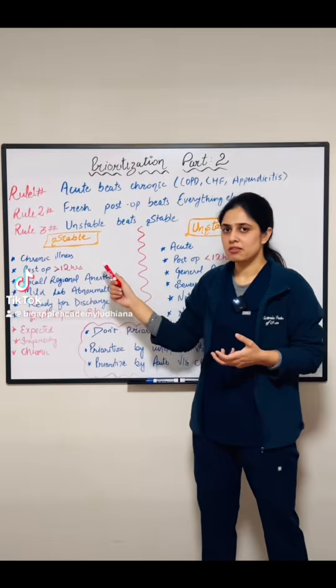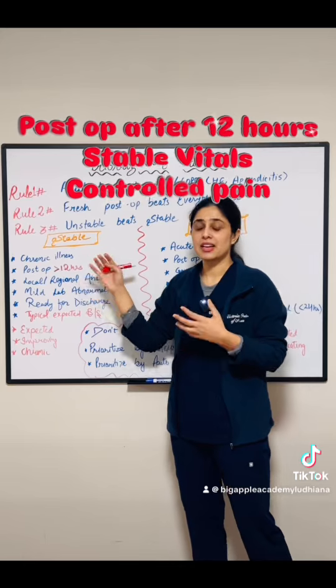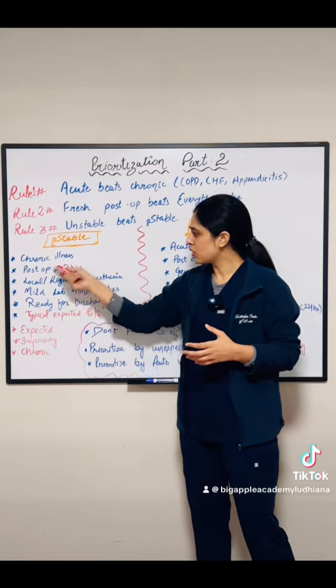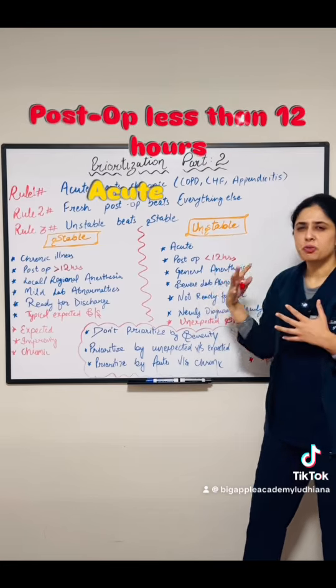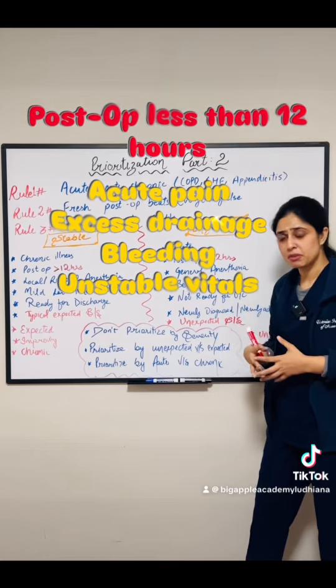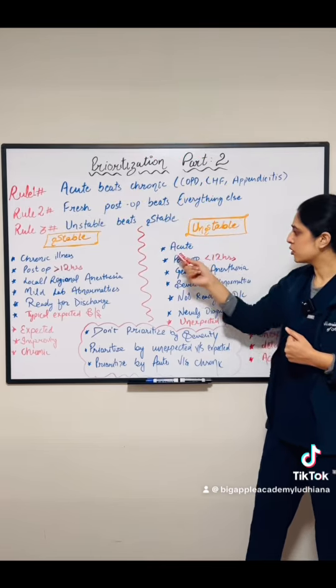The post-op after 12 hours with stable vitals, controlled pain, and your client is tolerating diet. So this is not your priority. Your priority is post-op less than 12 hours with acute pain, more drainage, unstable vitals, signs of bleeding. So this is always your first priority.